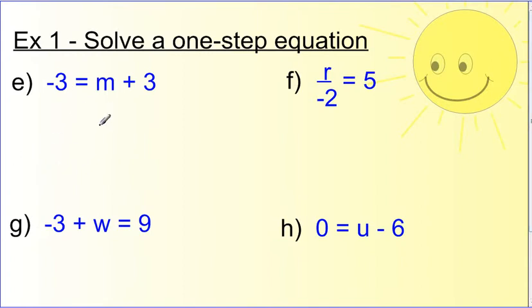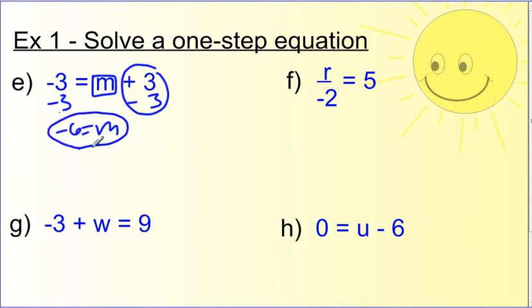Alright, hopefully you had time and you tried these problems on your own. Let's see how they do. There's my variable. My variable is being added by 3, so I subtract 3 there and minus 3 there. A plus 3 and a minus 3 equals 0. On this side, a negative 3 minus 3 is a negative 6, and I'm done.